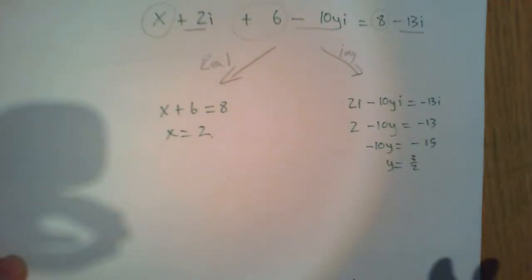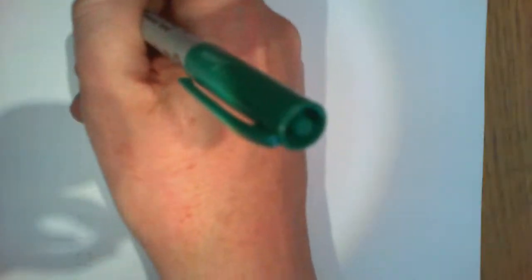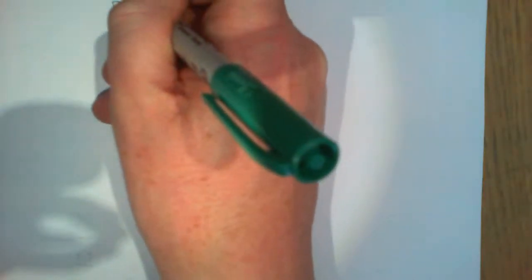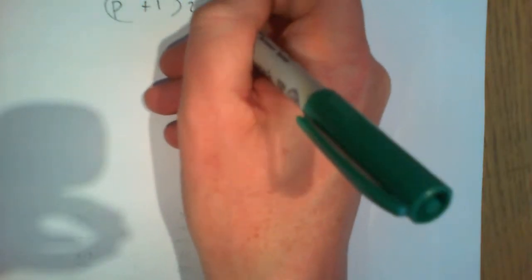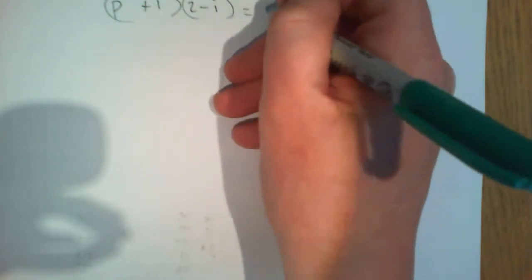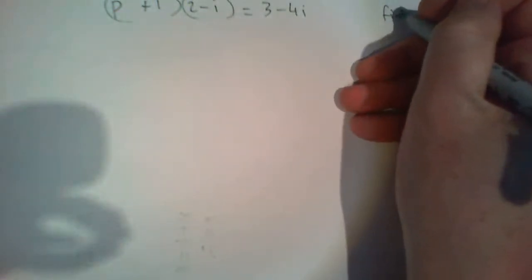So again, in all these cases, what you're trying to get is the real and the imaginaries away from each other. So here's another example. Let's say you have p plus 1 multiplied by 2 minus i equal to 3 minus 4i, and I want to find p. All right, let's have a look at this one then.